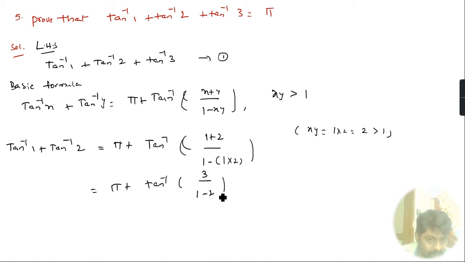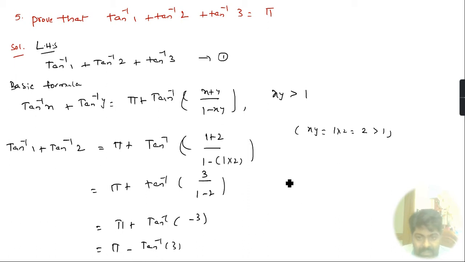3 by 1 minus 2, that is equal to pi plus tan inverse of minus 3. 1 minus 2 is nothing but minus 1, so we get minus 3. So, pi minus tan inverse 3, because tan inverse of minus x is nothing but minus tan inverse x.